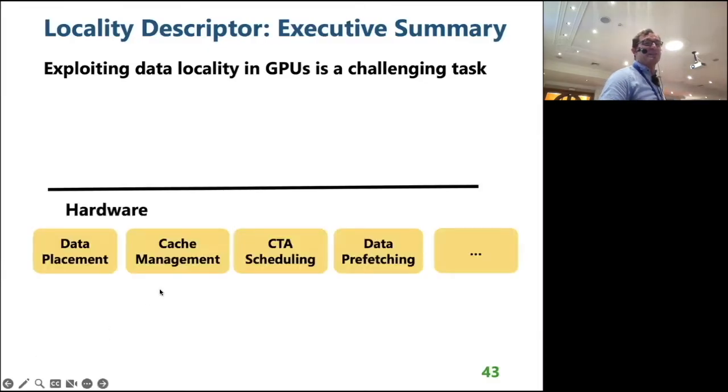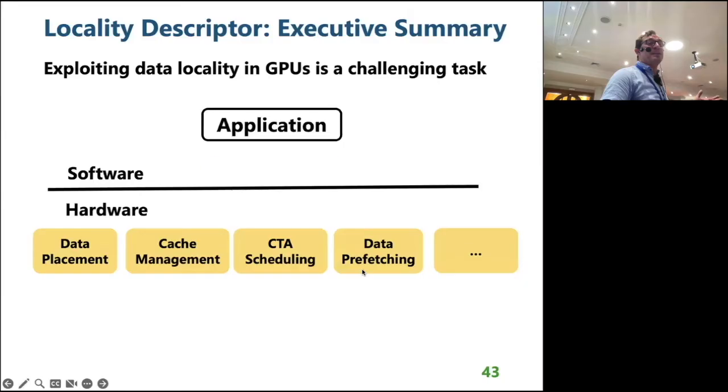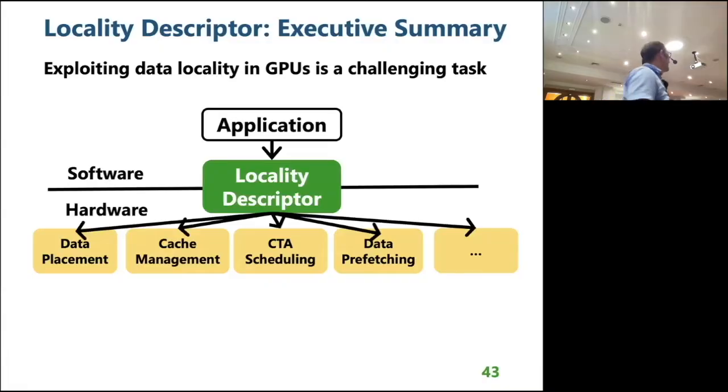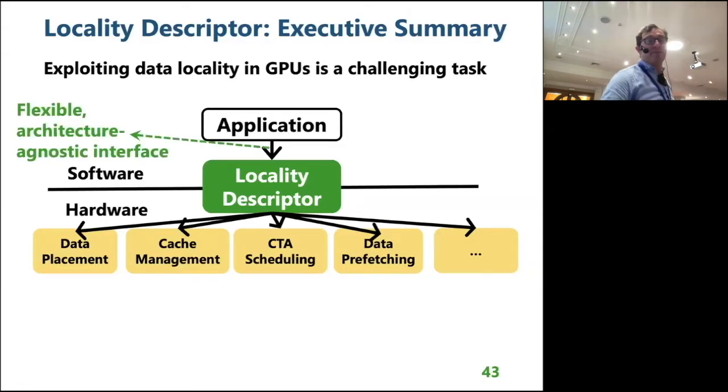You have a lot of different hardware mechanisms like placing data, managing the caches, managing the cooperative thread arrays, doing data prefetching, etc. And the application doesn't communicate a lot in a GPU. So the idea here was to have this locality descriptor communicate information about, for example, what kind of access patterns you have in this particular part, in this particular warp. And then we actually communicate this information to the lower levels.